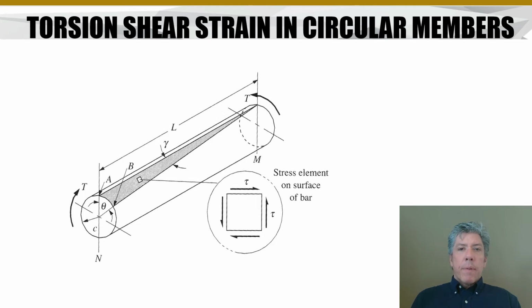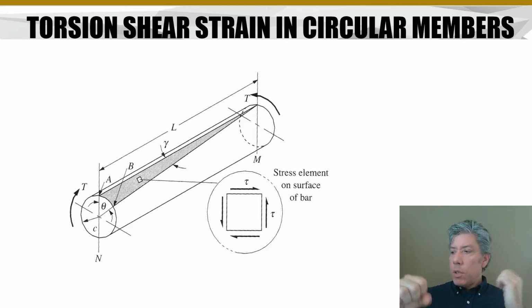Now let's talk about what goes on when a member is twisted. Anytime you have a twisting type motion, the entire body twists. So imagine a line drawn straight on a cylinder, and then you twist that cylinder. Well, that line is now at an angle. Now, the angle between the original line and the new line along the length of the cylinder is given the symbol gamma. And that angle is, of course, related to the angle of twist out at the end of the rod.